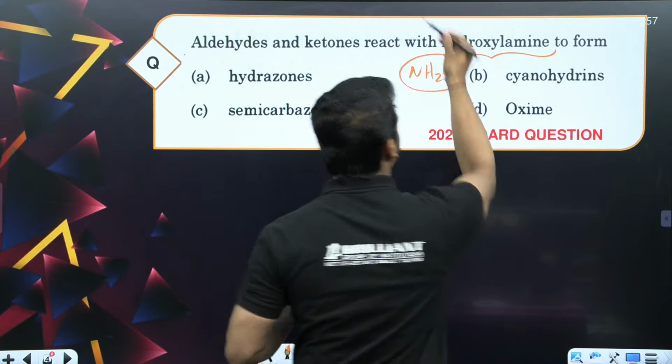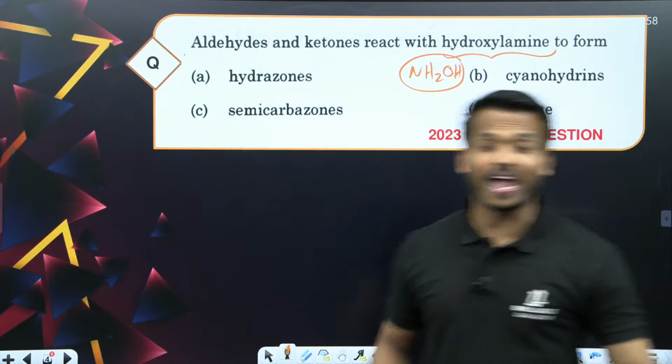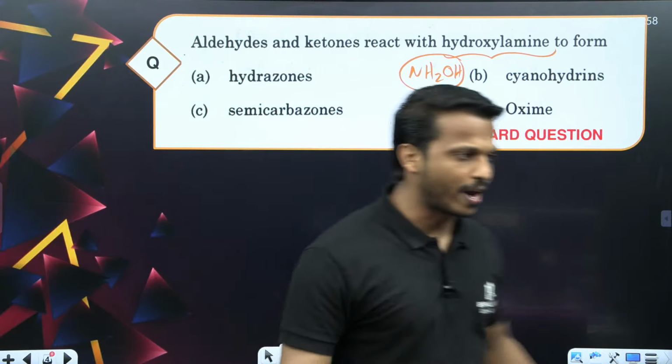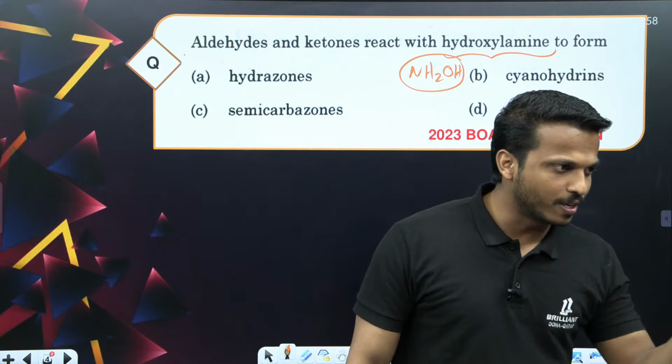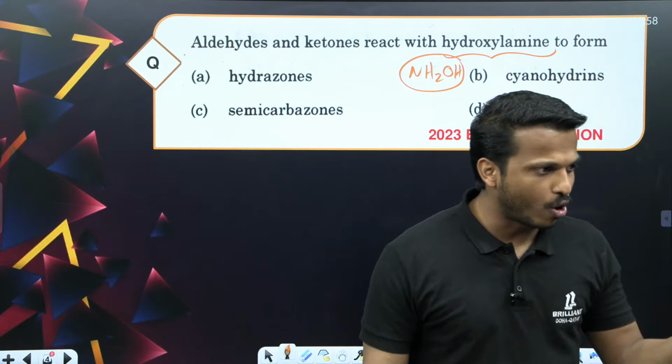NH2OH. Come on my dear students, which one? Aldehydes and ketones react with hydroxylamine. What is the final product? I hope you will give a correct answer for this one. Yes, option D, oxime.